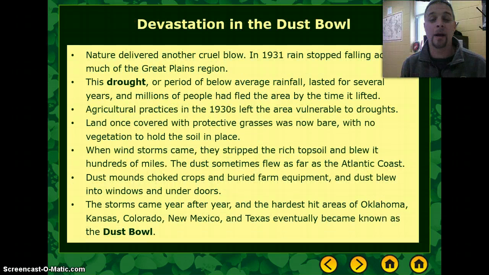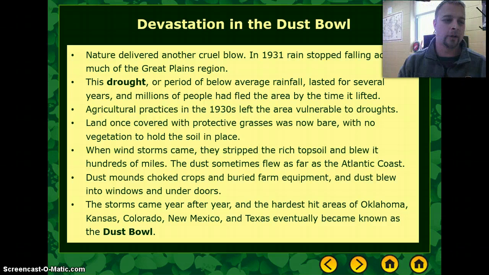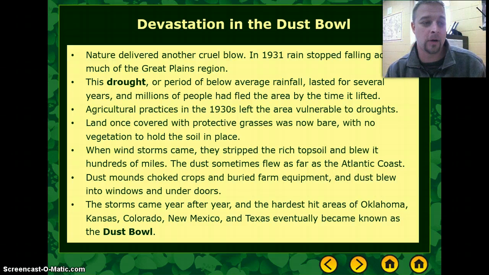The economic problems of the Depression were exacerbated by an unparalleled environmental issue that occurred. In 1931, basically, rain stopped falling throughout much of the Great Plains. And the drought actually lasts for several years. Millions of people had fled the area by the time the rains really came back.